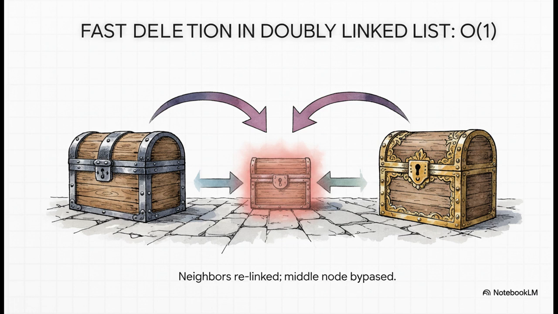Why? Because now if you're standing at any treasure chest in the middle of the chain and you want to remove it, you can do it instantly. Seriously. You just tell the chest before it to point its forward map to the chest after it, and you tell the chest after it to point its backward map to the chest before it. Boom. The node is gone, the chain is relinked, and you never had to go back to the start. It's another O(1) operation, as long as you already know where the node is.